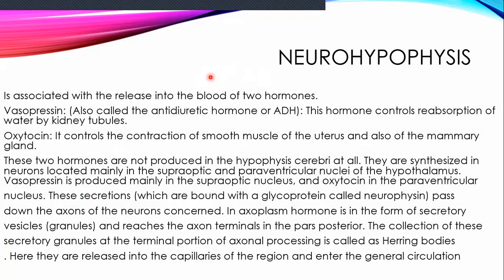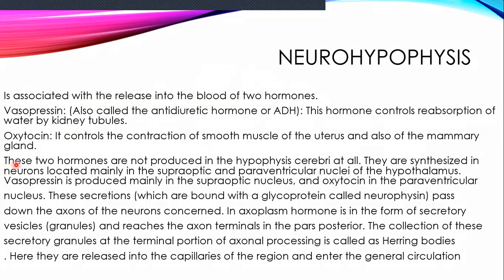Now, a continuation: the neurohypophysis is associated with the release into the blood of two hormones. The two hormones include vasopressin, also known as the antidiuretic hormone, which usually controls the absorption of water by kidney tubules, and oxytocin, which usually controls the contraction of smooth muscle, and also influences the myoepithelial cells of the breast for milk secretion.